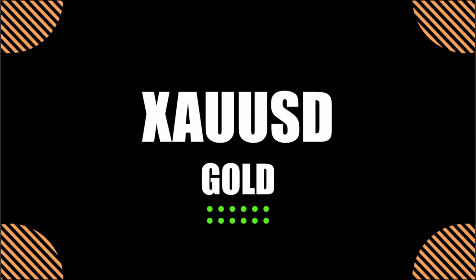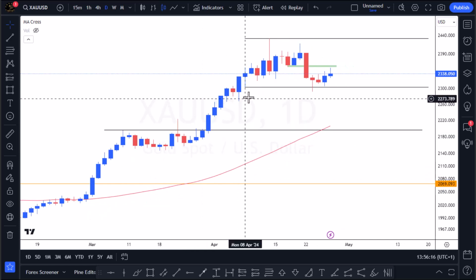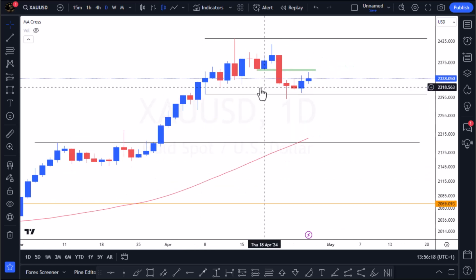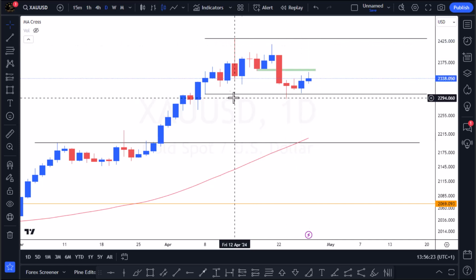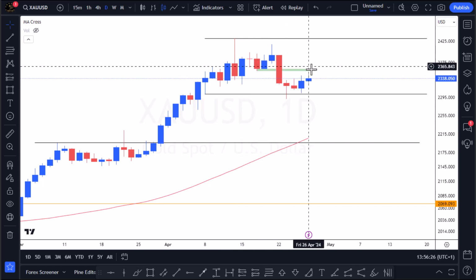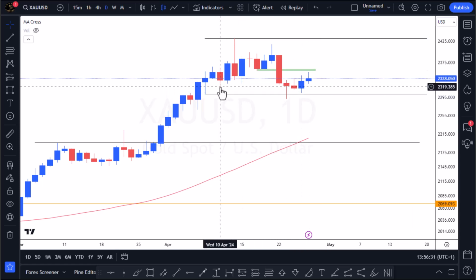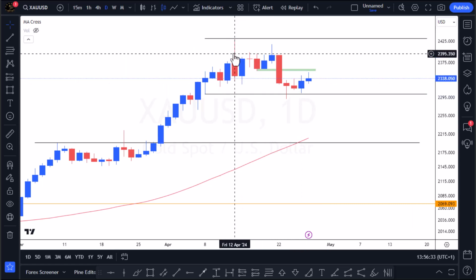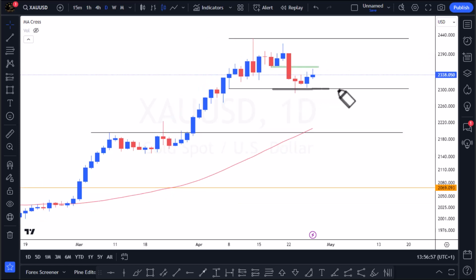XAU paired against the USD, that is the gold. I never planned to discuss gold, but I have to based on the massive requests I received daily from traders in the commodity market. I emphasized in my daily market analysis that gold could navigate through an overlapping medium. I have emphasized this for almost 2 weeks based on the strong bearish reversal bar spotted on the 12th of April 2024.